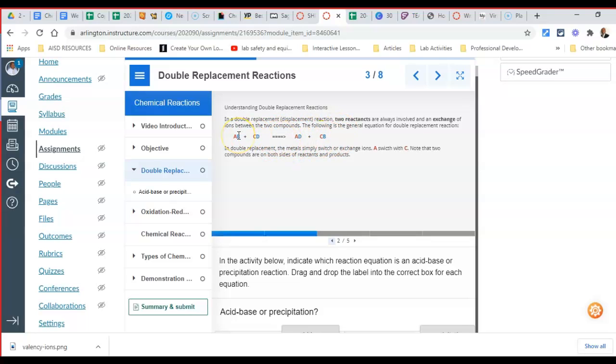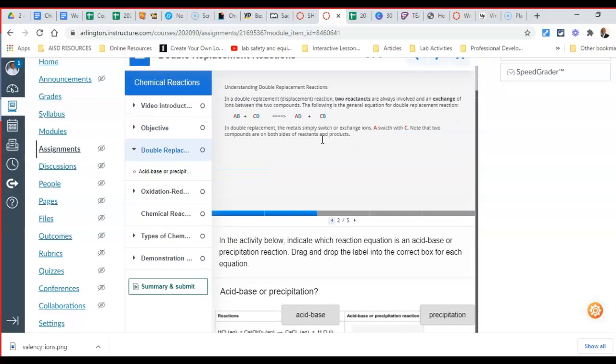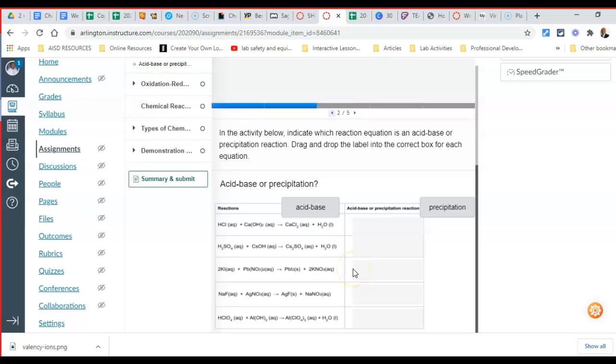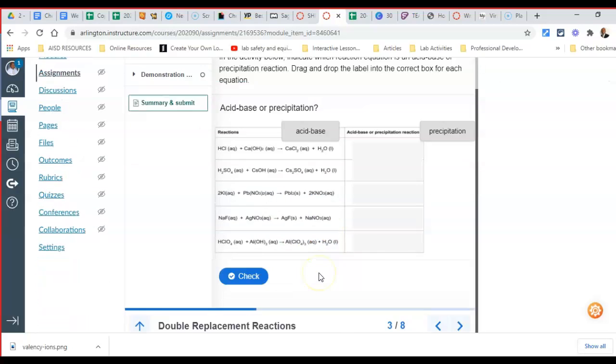On the reactant side, left-hand side, you have 2 compounds. On the right-hand side, the product side, you have 2 compounds also. So any reaction that has this feature, that has 2 compounds on both sides of the arrow, is obviously a double replacement reaction. Now, once you've gone through those, you can complete this activity.